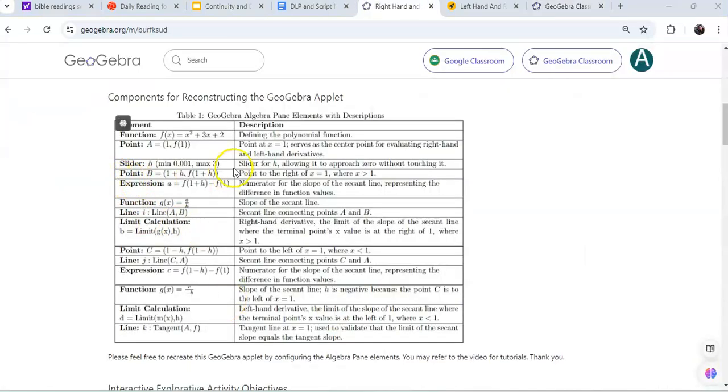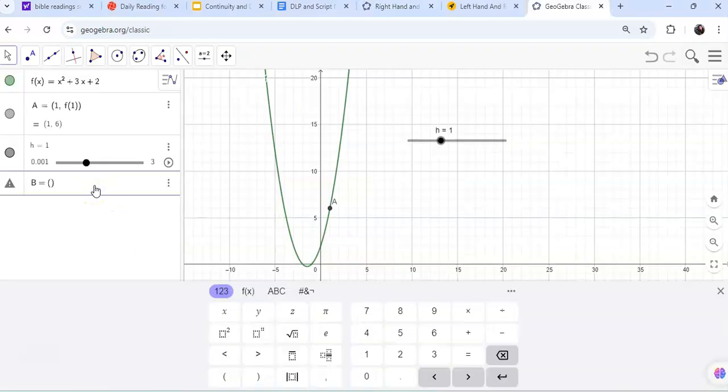Next, we're going to have the terminal point. So we type B = (1 + h, f(1 + h)). Again, this is the point to the right of x equal to 1, the center point, where h is the distance between the x coordinates of the initial point and the terminal point, where the x coordinate of the terminal point is greater than 1.